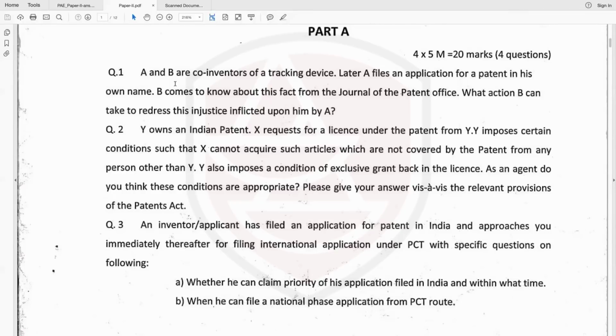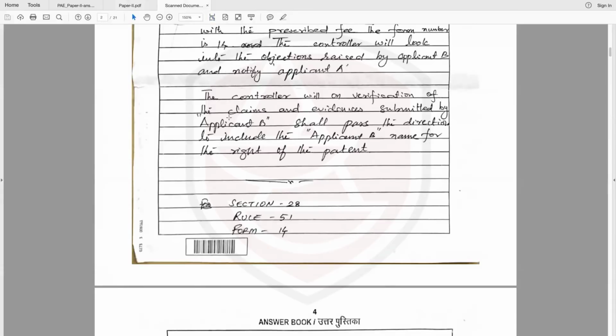Last year we saw that there were a lot of people who misunderstood this question and took the license to mean compulsory licensing. But that's not the case here. This license is not a compulsory license, but rather a voluntary license issued by the patentee to a licensee. Now let's see what the candidate has answered in this.